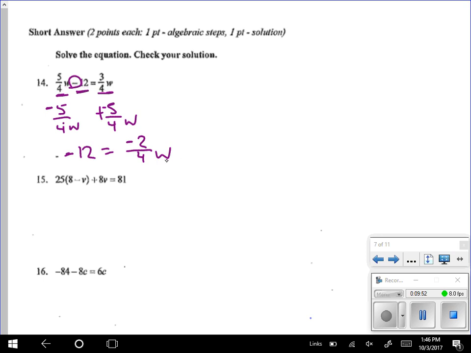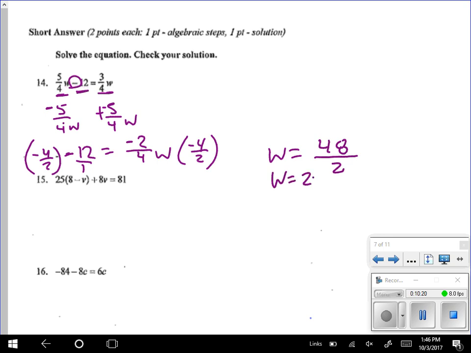So negative 2/4 W is being multiplied. To divide fractions, we're going to multiply by the reciprocal. I put a 1 over the 12 so that it's easy to see, okay, what we're multiplying. So we end up with W equals, well, a negative times a negative is a positive. 4 times 12 is going to be 48, and 2 times 1 is going to be 2. So if we simplify that, W equals 24.